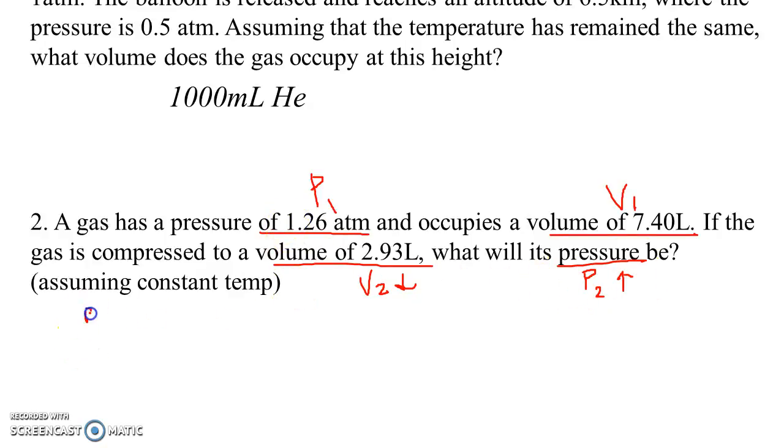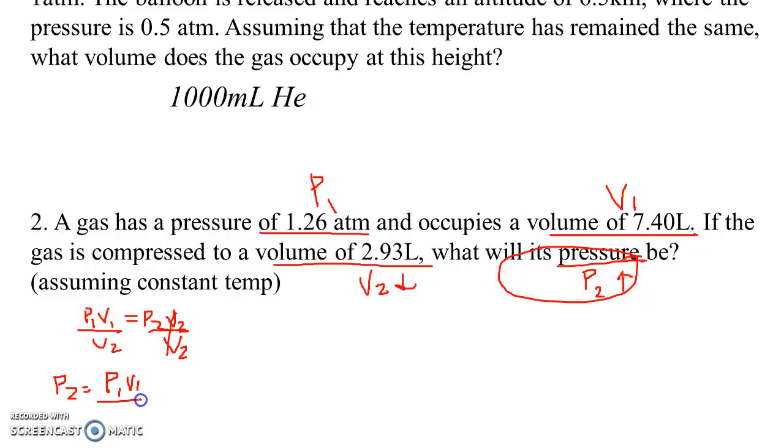So let's write our equation. P1 V1 equals P2 V2. And we want to solve for P2. So I want P2 by itself. I can do the same thing as we did the last problem. I'll get V2 out of there by dividing. So then our equation ends up being P2 equals P1 times V1 over V2. So let's put our numbers in.